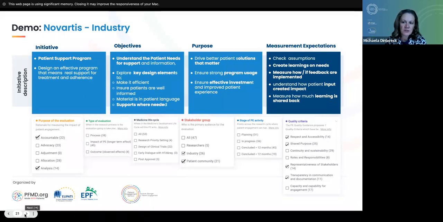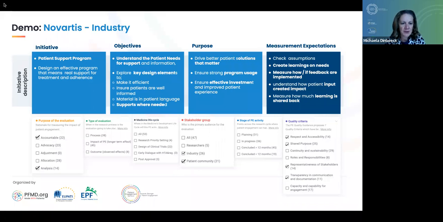We spoke about measurement for the purpose of learning, so we really want to learn from patients and then share back. So what I've done here is I said, okay, for the purpose of this matrix selection, I would use 3 sets of the segmentation criteria. I would focus on the purpose of the evaluation, in this case, accountability and analysis. I would also want to reflect the stakeholder group here, in this case, industry and patient community. And I would want to know which quality criteria I could use.